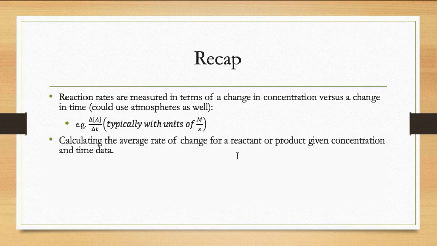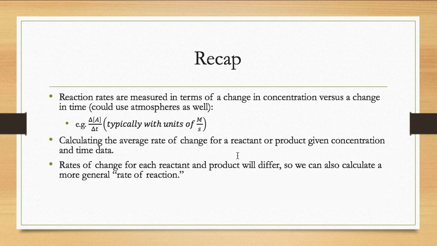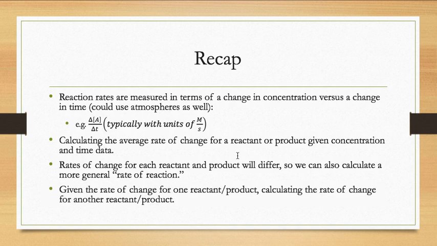We can calculate the average rate of change for a reactant or a product if we're given the concentration and time information. We can also calculate just the rate of the reaction if we want to have one value that is independent of the reactant or product that we might have studied. But we also spent a lot of time calculating the rate of change of a reactant or product given the rate of change for a different substance in that reaction.